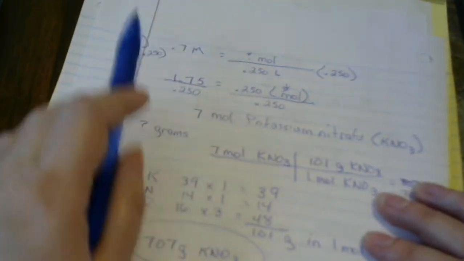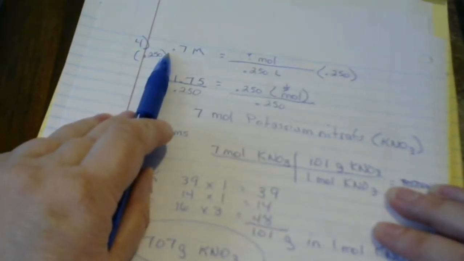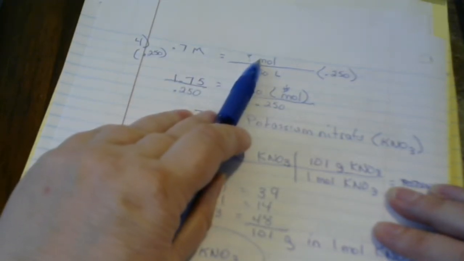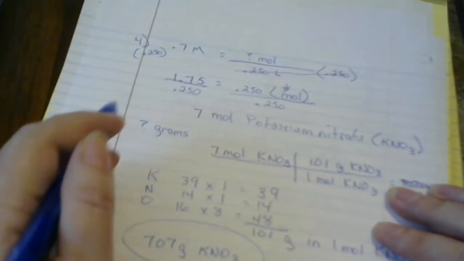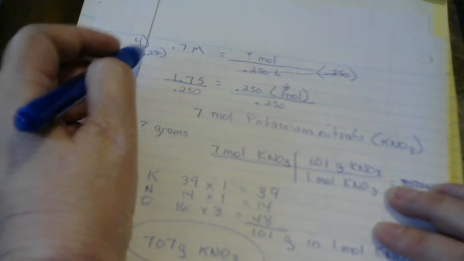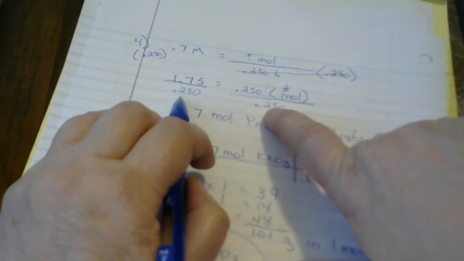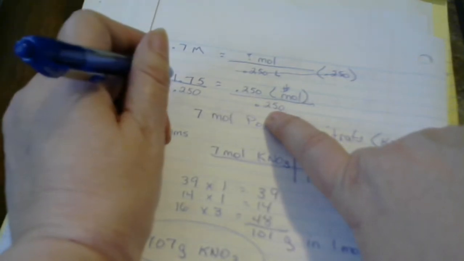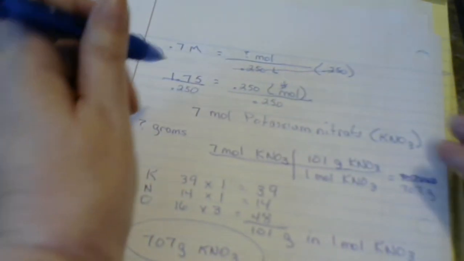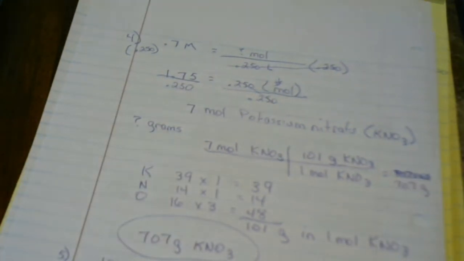Okay, so we're going to just set it up like this. Solving for how many moles. So we're going to get rid of our fraction by multiplying both sides by 0.250. Okay, so 0.250 times 0.7 is 1.75. Then you're dividing both sides by 0.250 to get the moles. So you're going to end up with 7 moles of potassium nitrate.